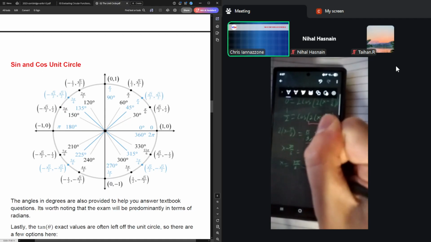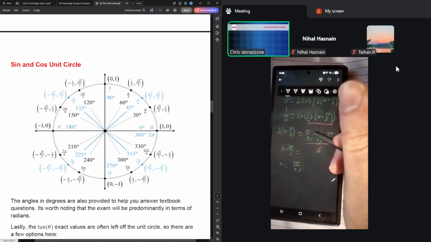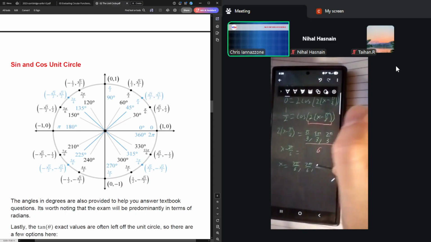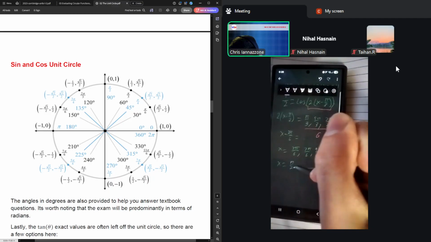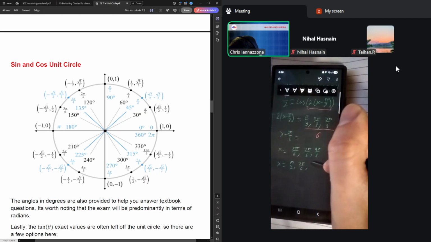I know that simplifies, but probably better off just do it at the end so you can get into the flow of things. 5, 6, 7 pi over 6, 7, 8, 9 pi over 6. X equals pi over 2, comma 7 pi over 6, comma, what am I doing?